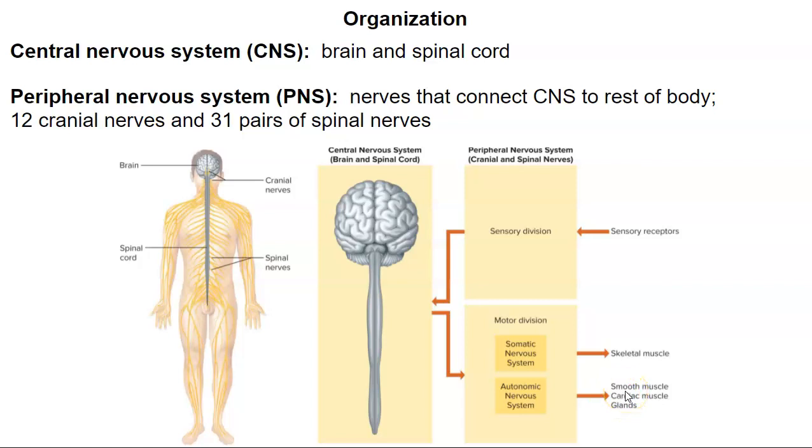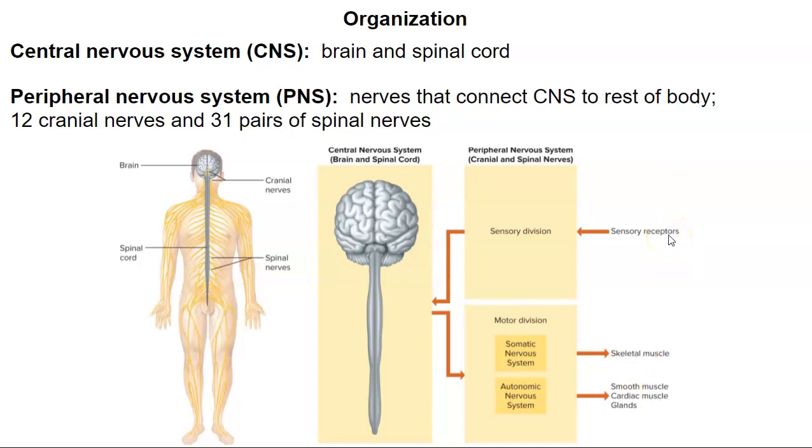Remember, you have smooth muscle in the walls of some of your organs, like the walls surrounding blood vessels, and also in the uterus and in the respiratory passageways, and then cardiac muscle in the heart, and then glands, whether it be like a salivary gland or adrenal gland, something like that.